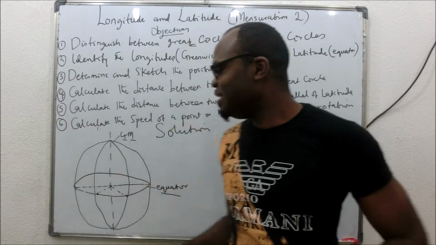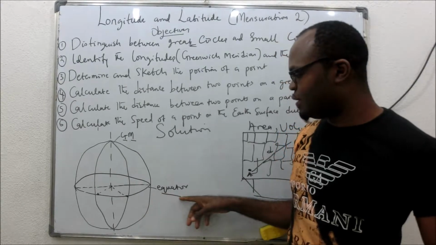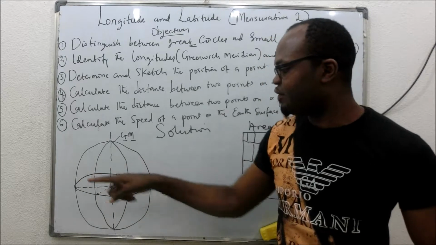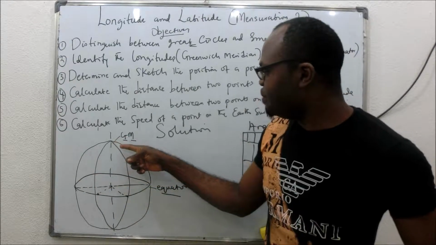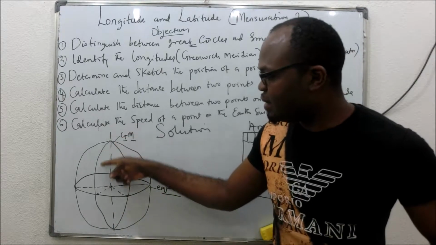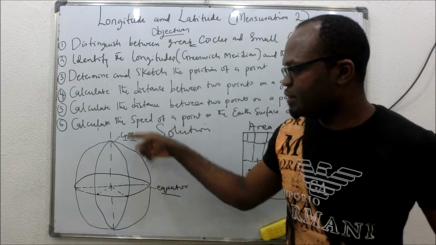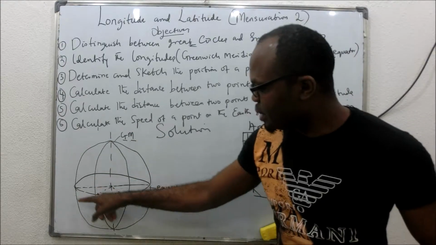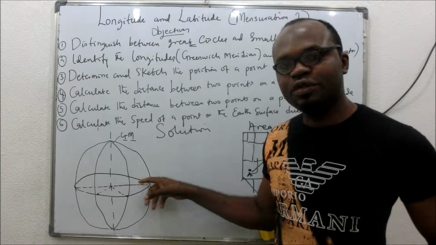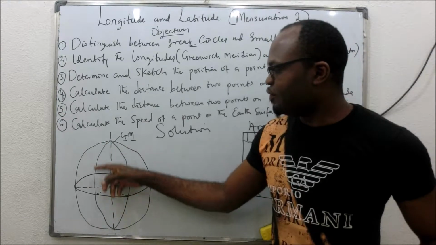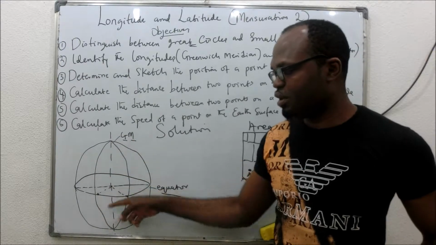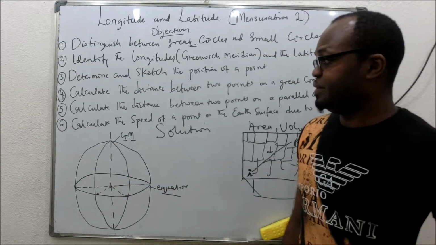So very importantly, take note of these two: the equator, which is the horizontal circle through the middle of the Earth's surface, and the Greenwich meridian, which is also a circle through the middle of the Earth's surface, but this time a vertical circle. Though these are not the only two great circles, all the meridians, apart from the Greenwich meridian, are also great circles.